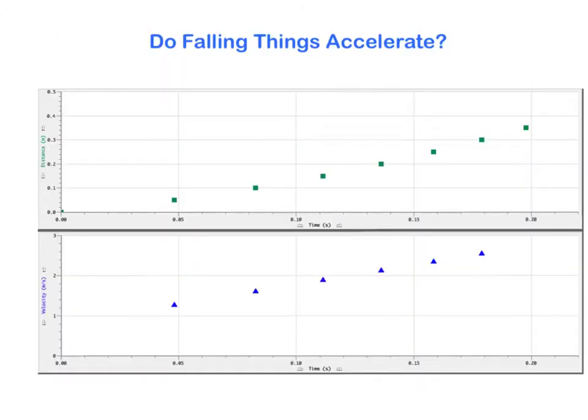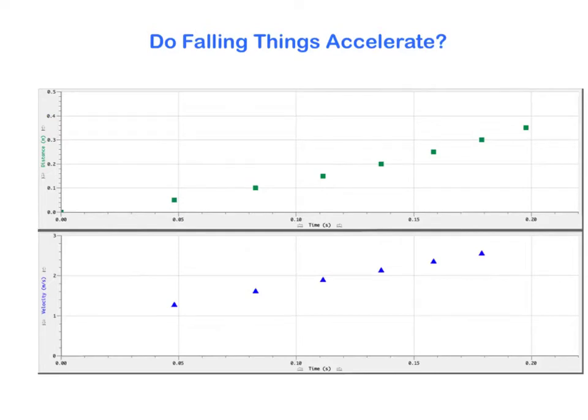So we've asked the question, do falling things accelerate? What we're looking for is evidence. So in this case, what you're looking at is we use Loggerpro to record the motion of a falling object. And we recorded the distance versus time of the object, and we also recorded the velocity versus time of the object. So let's see what these graphs tell us.